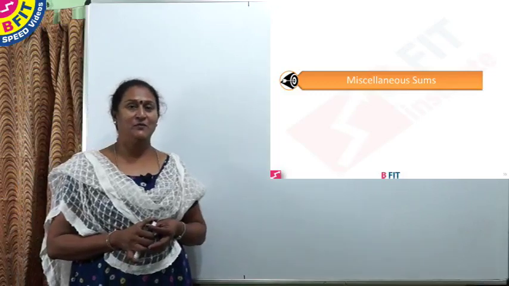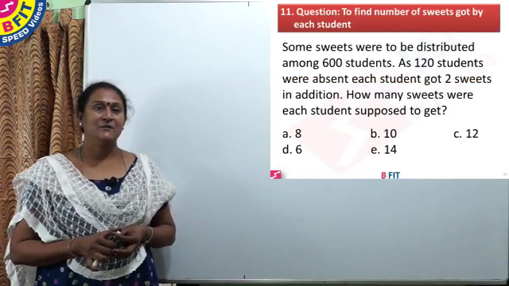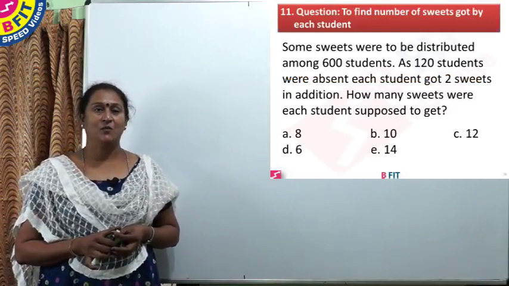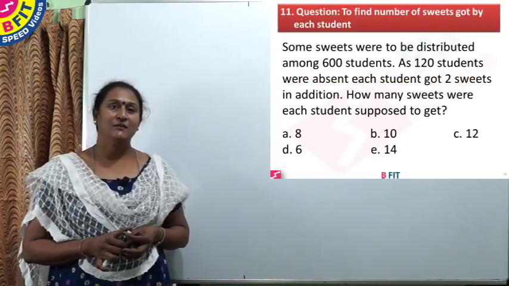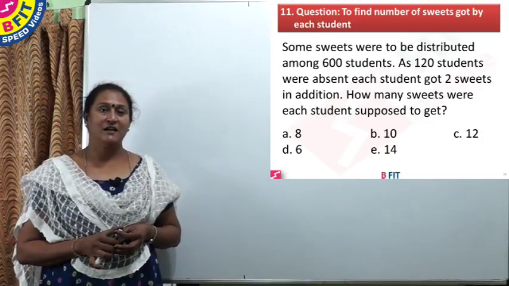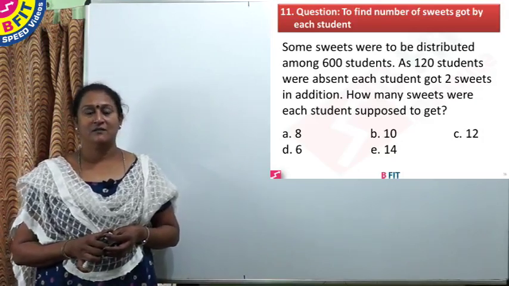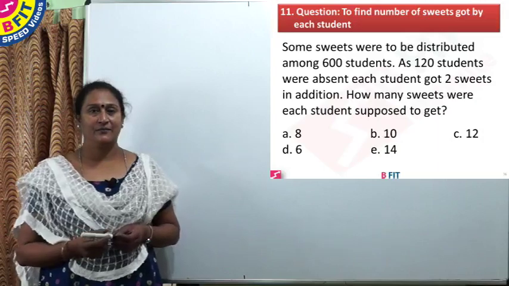Now we'll move into miscellaneous sums. Question number 11. Some sweets were to be distributed among 600 students. As 120 students were absent, each student got 2 sweets in addition. How many sweets were each student supposed to get? So now we'll see the working.